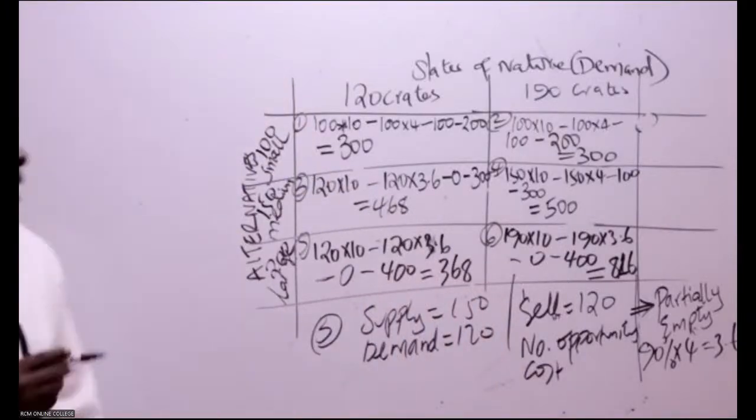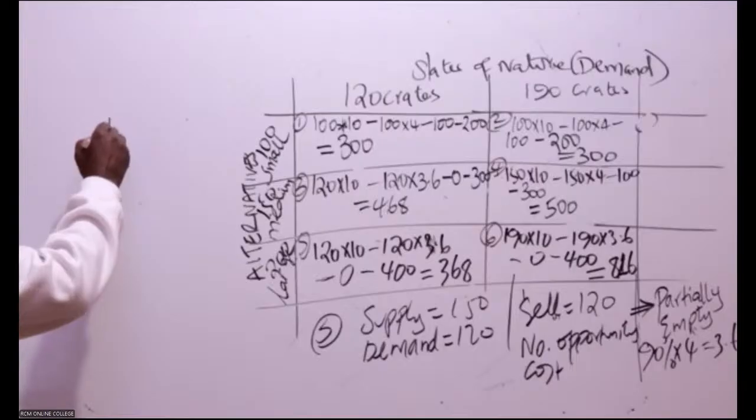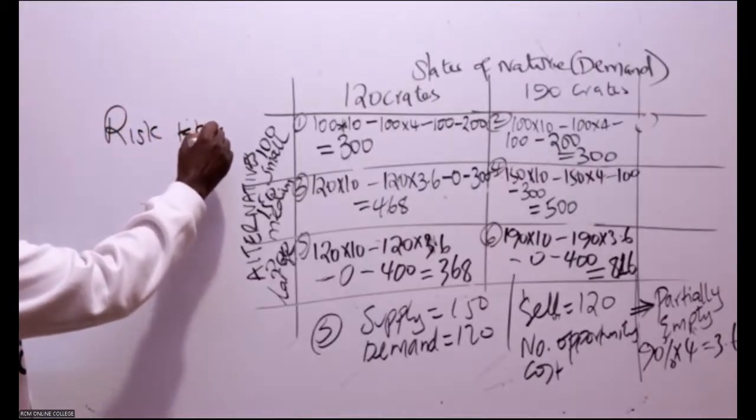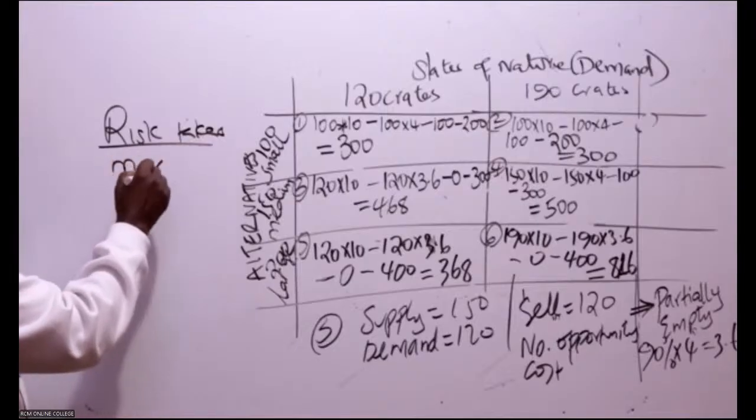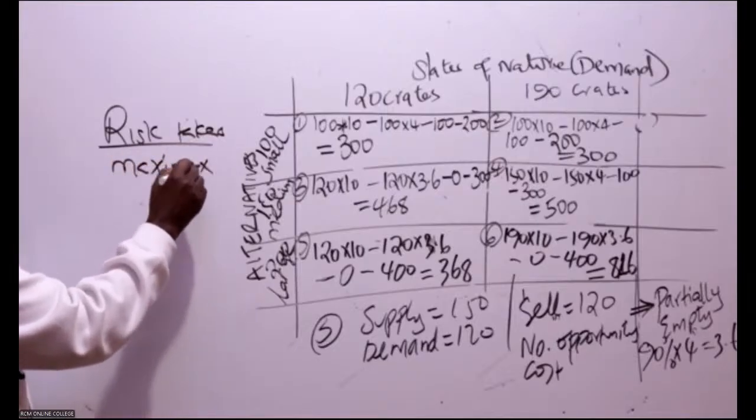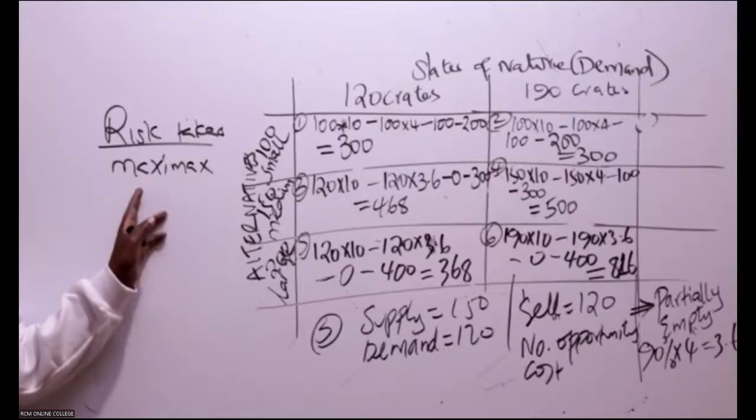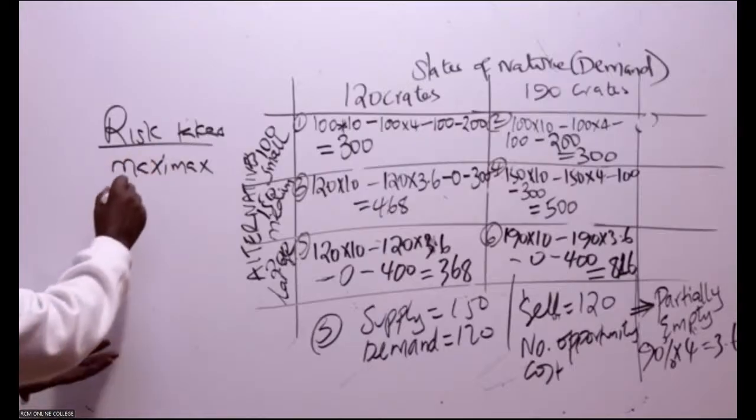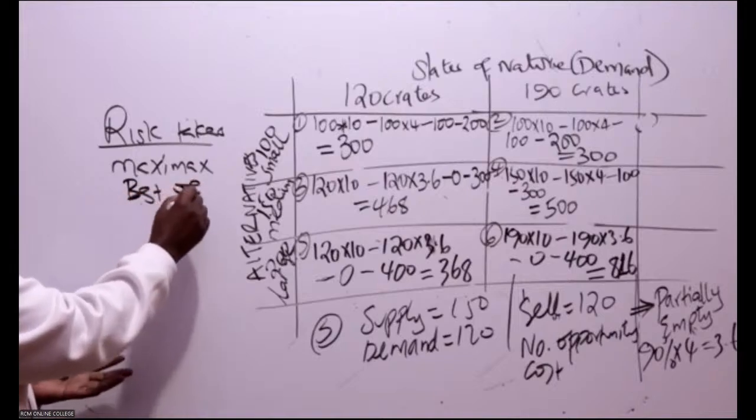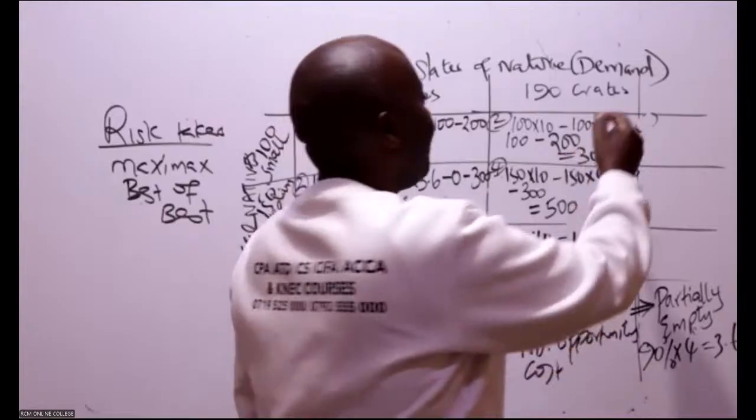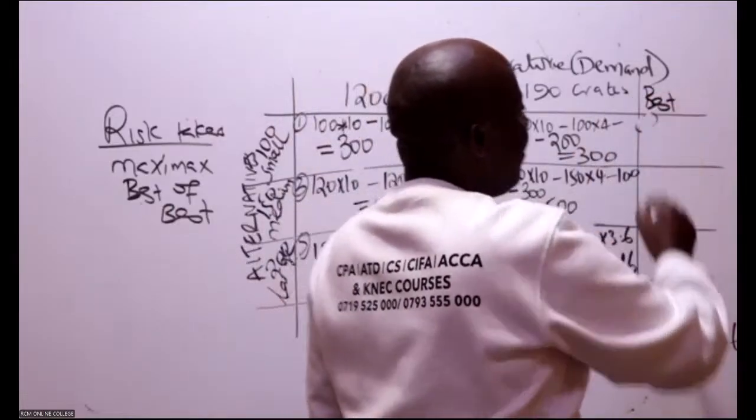So we have risk takers. Risk takers, advise them using maxi. Remember maxi, ladies and gentlemen, this stands for maximum of maximums. Best of the best. So create a column here for best. So the very best, what do you have here?